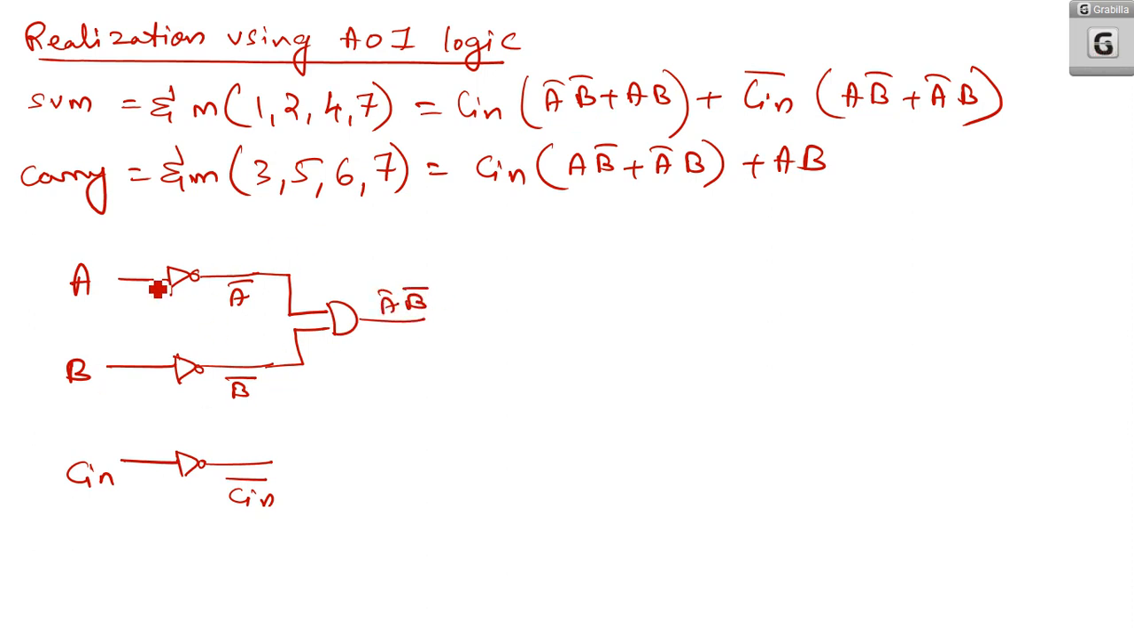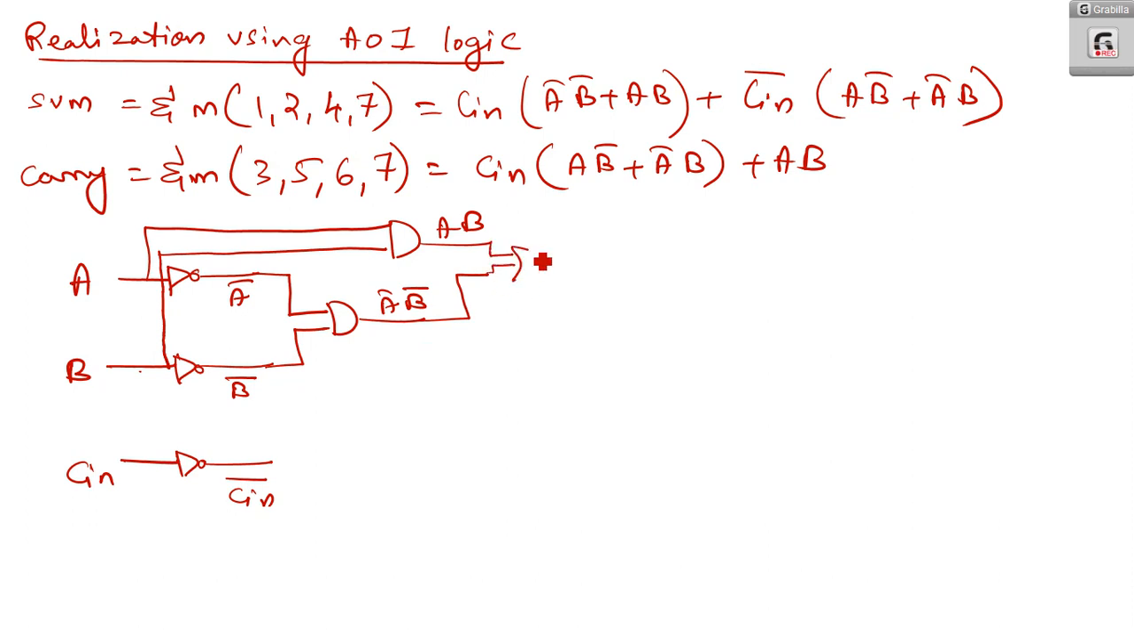Now next term is AB. A, B. This is AB. Okay. You OR that too. If I am ORing that too, you will get A bar B bar or AB. Okay. That is ANDed with Cin.